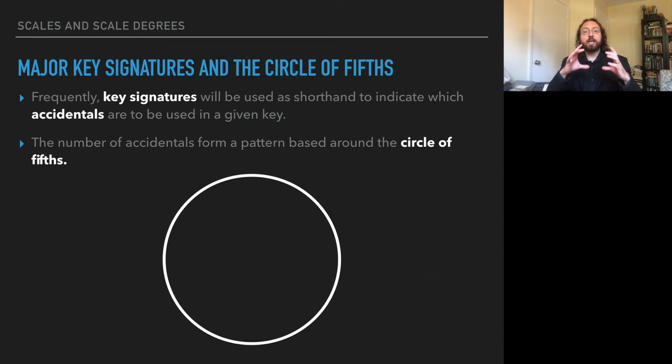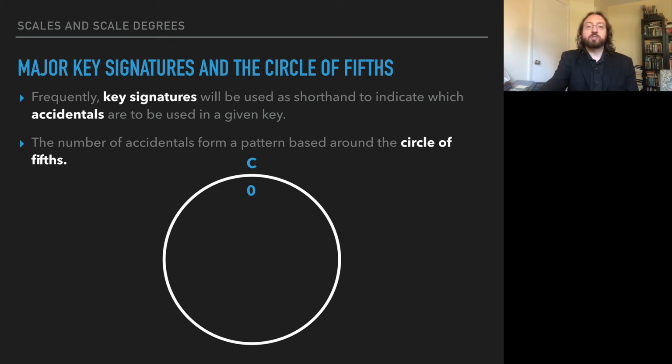Now I want to use this image as something that we can come back to. So here we have a circle, and at the top of it we're going to put the key of C, which we saw had no accidentals. There are no sharps or flats in the key of C. We can tell how many accidentals we want in a key by creating a circle of fifths that looks like a clock. So we're going to start with C, and then we're going to go up by fifth as we go in a clockwise formation.